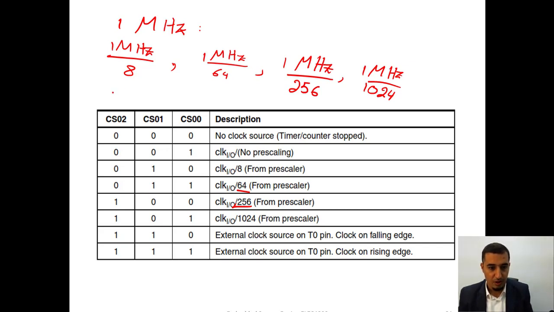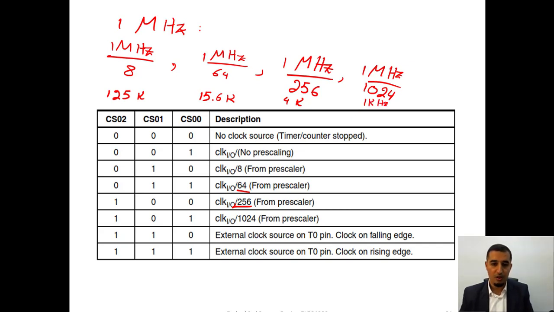So 1 megahertz divided by 8 is 125 kilohertz, divided by 64 will give us 15.6 kilohertz, divided by 256 will give us around 4 kilohertz, and divided by 1024 will give us around 1 kilohertz.